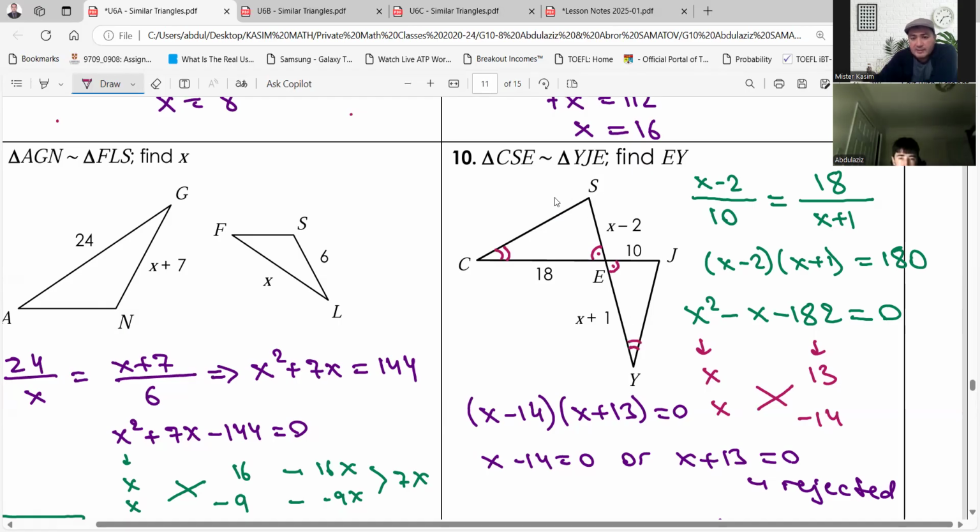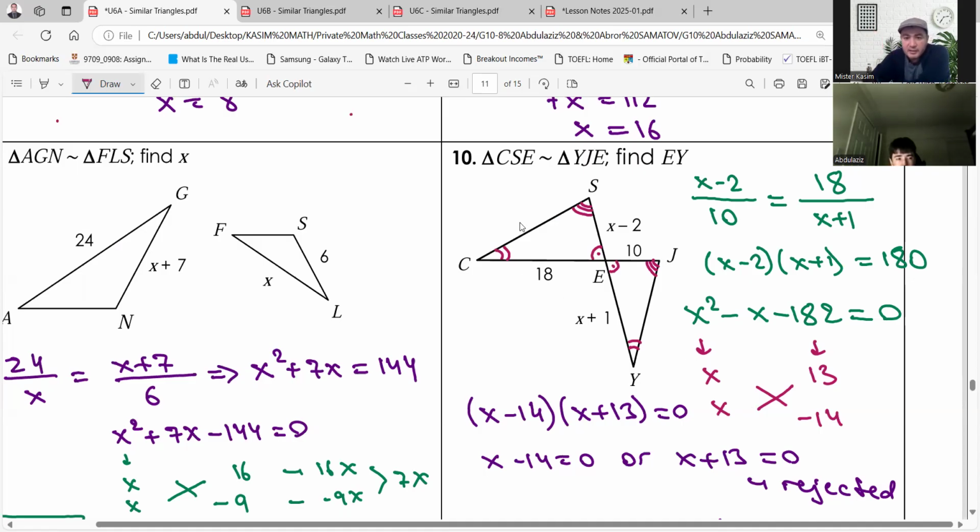And angle S is congruent to angle J. Angle J is here, right? And then the second one is saying that it is proportional. What does proportional mean? That means that corresponding sides are proportional. And we also defined proportional: proportion means that ratios are equal.